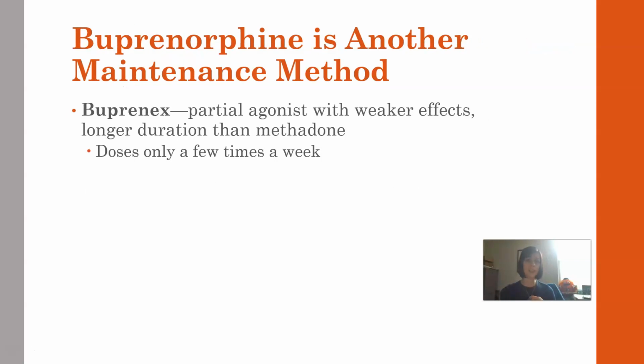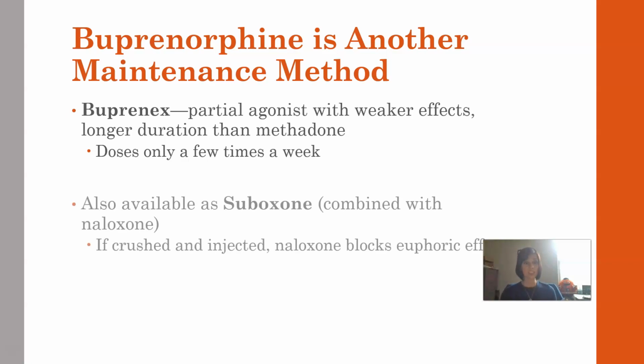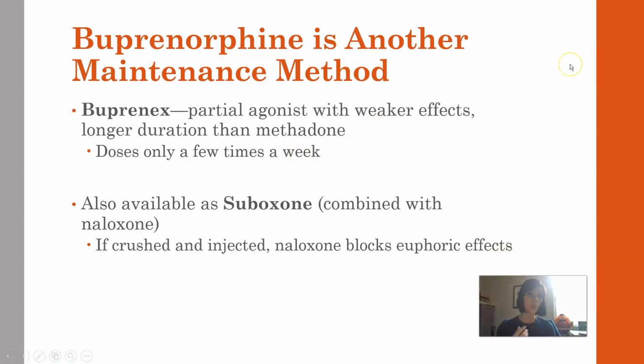Now, buprenorphine is another maintenance method. It's sold under the name Buprenex. It is a partial agonist of opioids with weaker effects, but it has a longer duration than methadone. So you would want to take doses only a few times a week. As we talked about before, if we combine buprenorphine with naloxone, which is an antagonist, it is available as Suboxone.